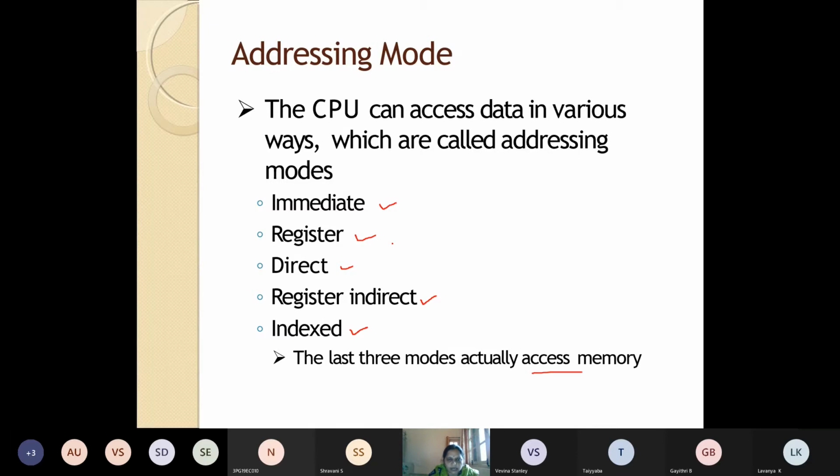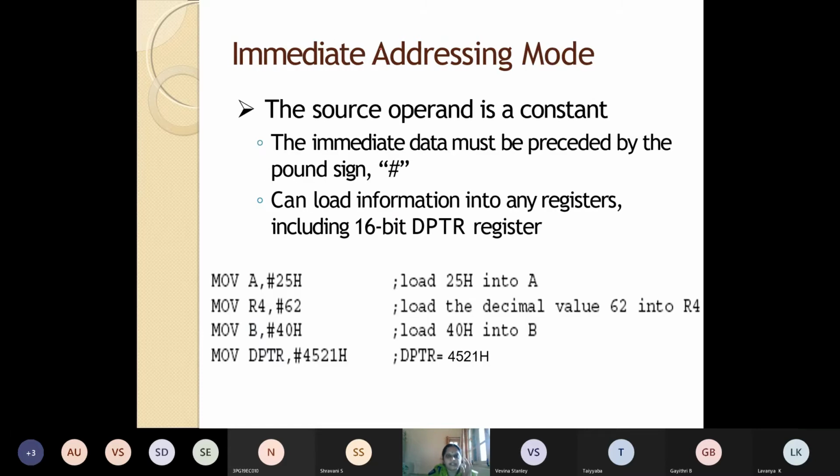Yeah, 5 different addressing modes. Once I know an instruction, the add instruction, I can write it using the immediate, the register addressing, the direct addressing, the register indirect addressing, and also the indexed addressing mode. So you need to understand the addressing modes properly. Okay, so first one is immediate addressing mode.